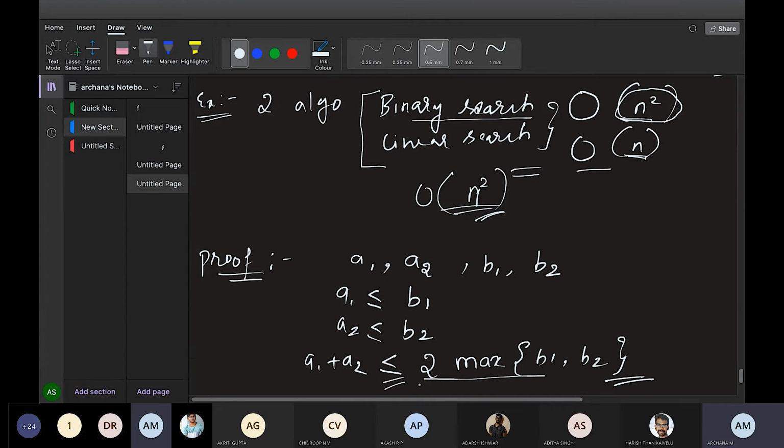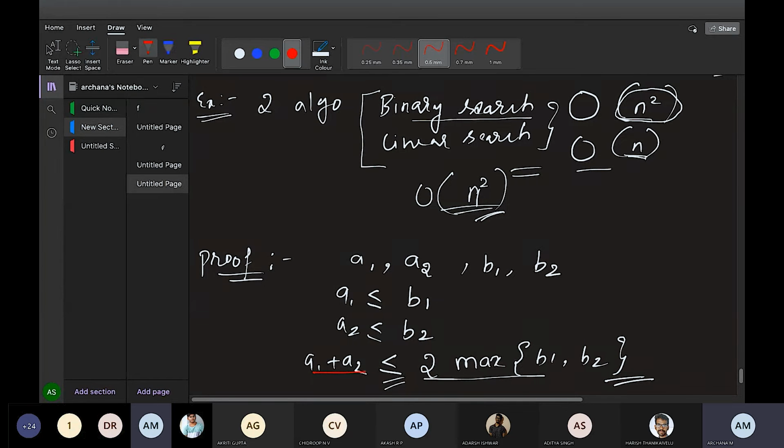Look here, this is very, very important. Based on this, we can solve the problem. Okay, this is a general term I'm telling you, that's all. Okay, look here, you can take two variables A1, A2, B1 and B2. Compare A1 less than B1, A2 less than B2.